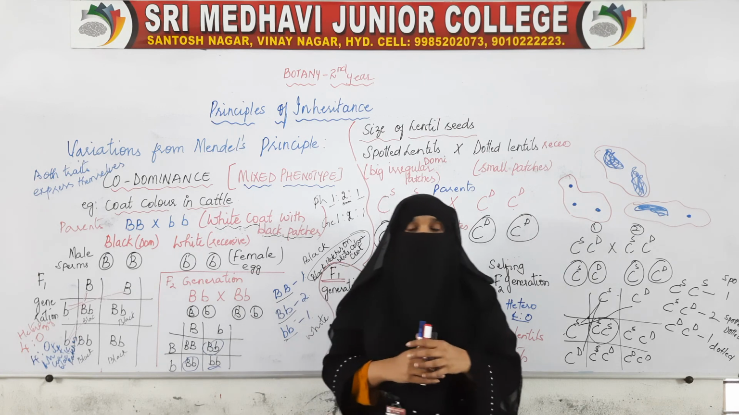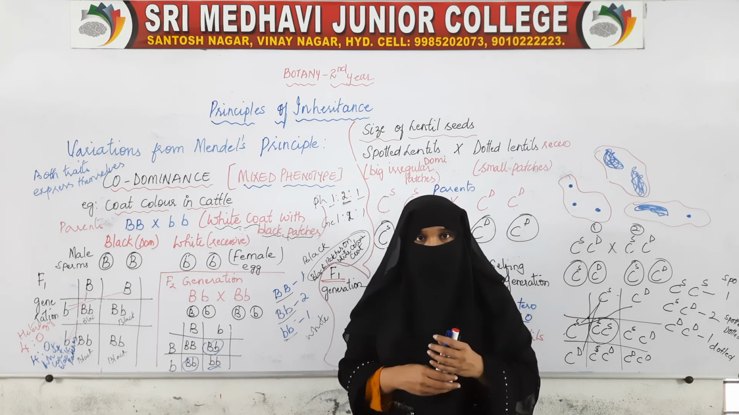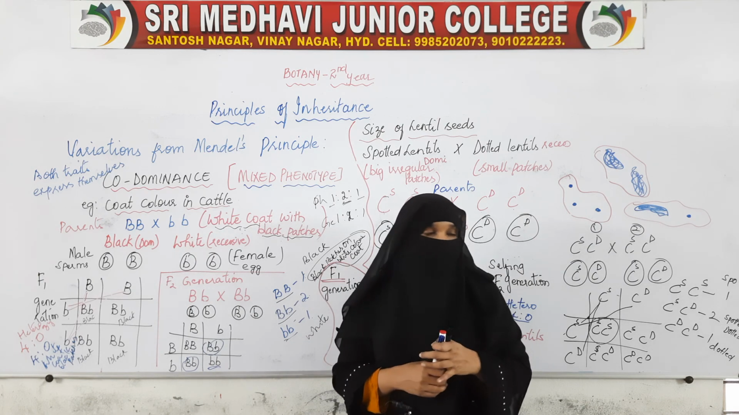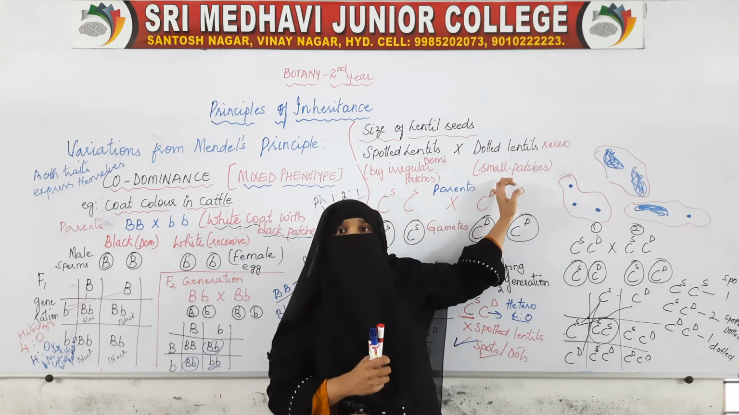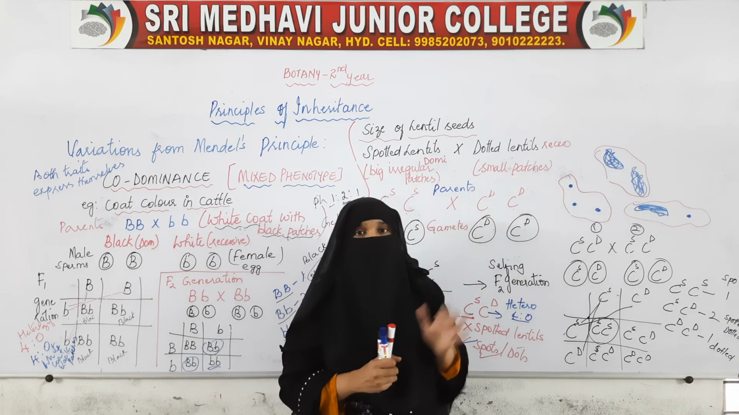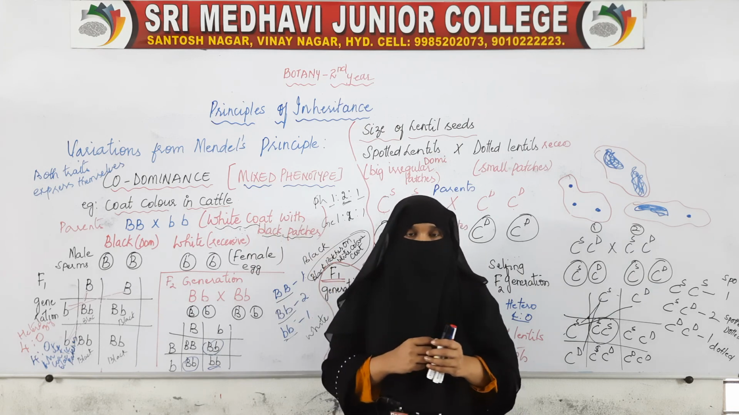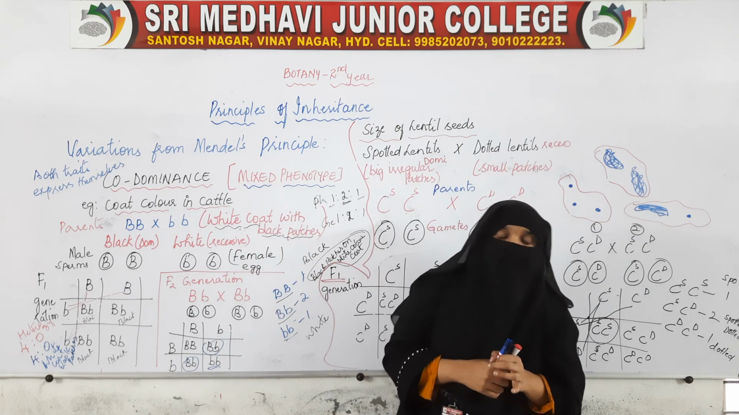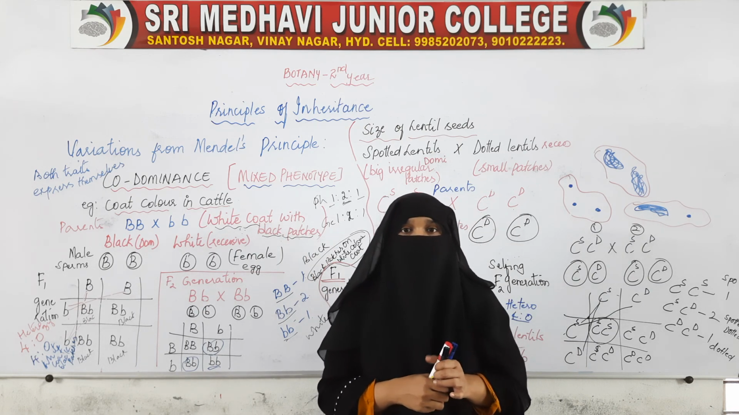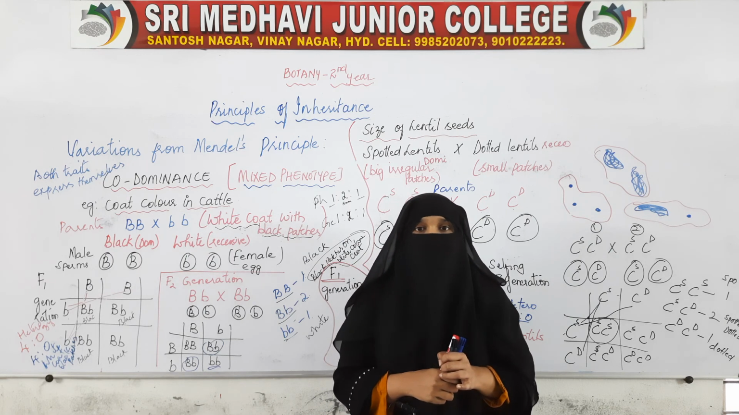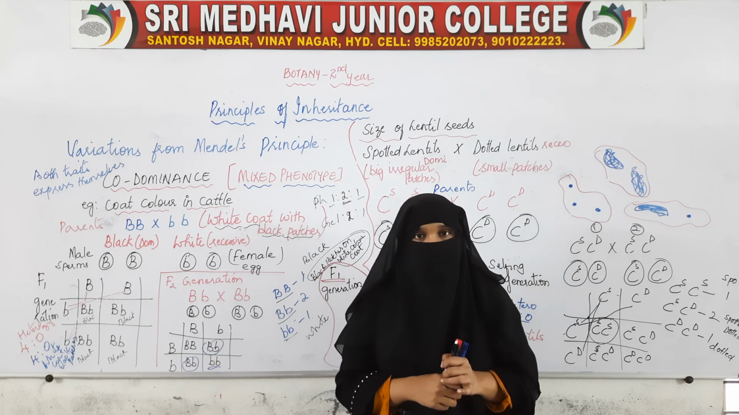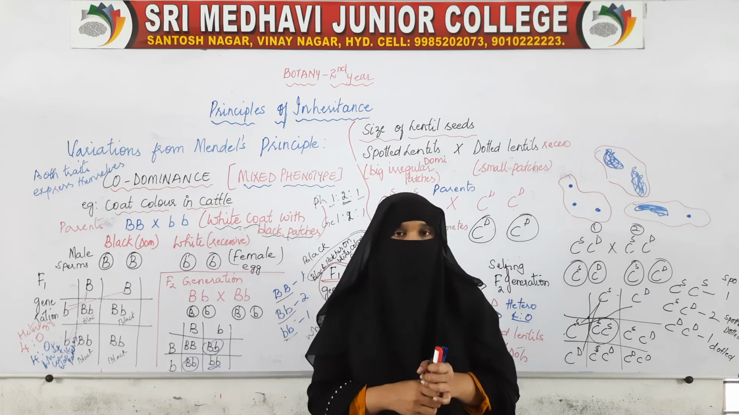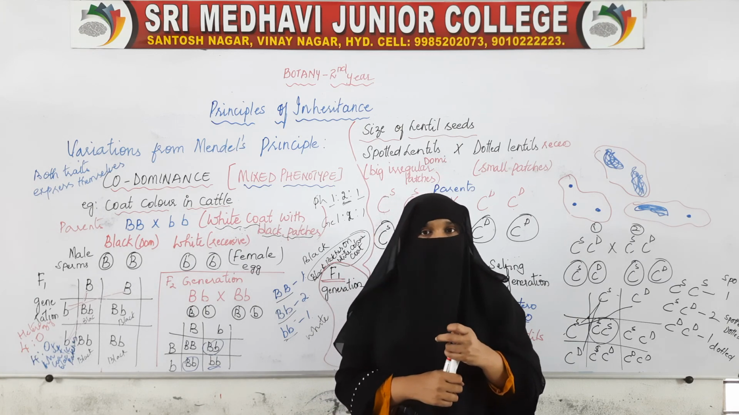So these were the variations from Mendel's principles. In the next class, one more example is there, blood grouping in humans. It is also an example of codominance. We have already seen 2 examples. Now we will move on to another topic, that is pleiotropy, pleiotropic genes. What we mean by pleiotropy, we will see in the next class.